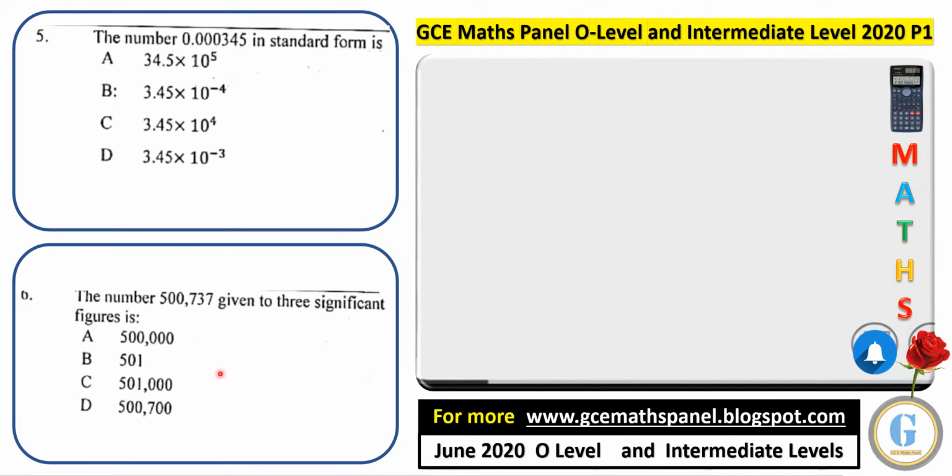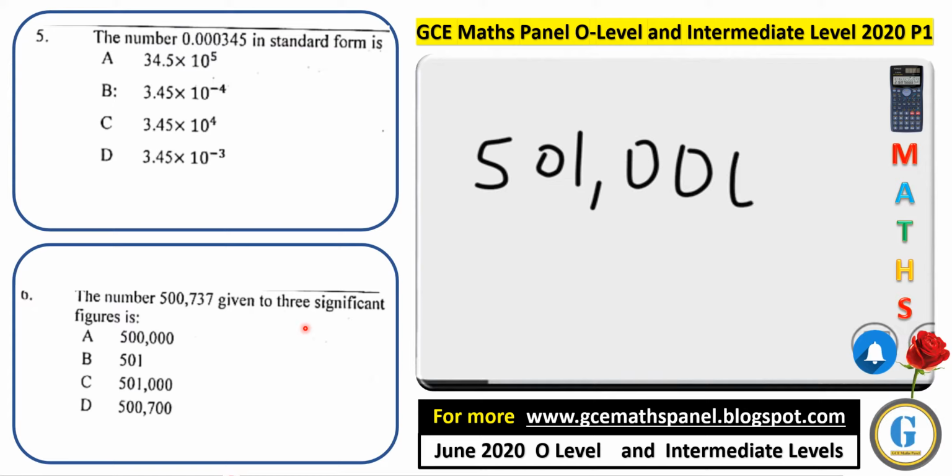Question 6. We are given that number, to write that number to 3 significant figures. So the third significant figure is at the second 0 after 5. But the number after it will affect it. So we round up the 737 into 1000. So this gives us 501,000. This special case, 501,000. So the key here is C.